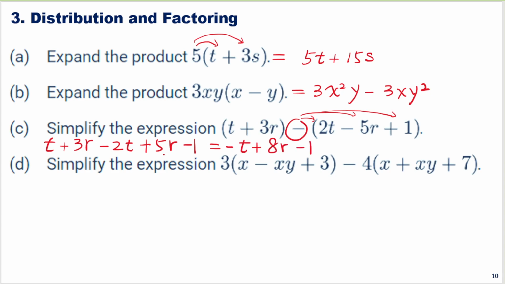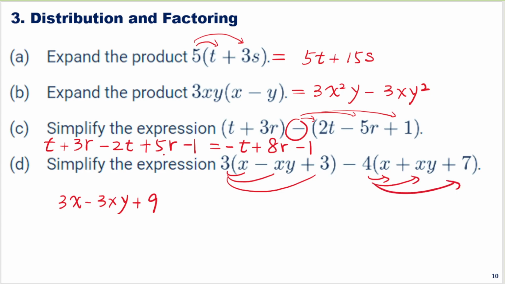Again, the last one, first distribute 3 into the parentheses, which will give us 3x minus 3xy plus 9, right? Then distribute negative 4 into the parentheses, which gives us negative 4x minus 4xy minus 28, and that equals negative x minus 7xy minus 19, right? Did you get it?